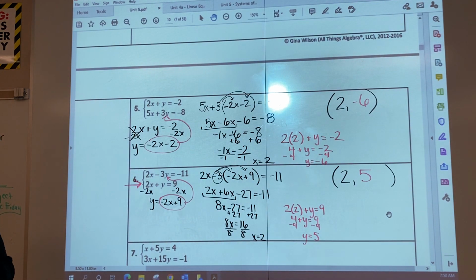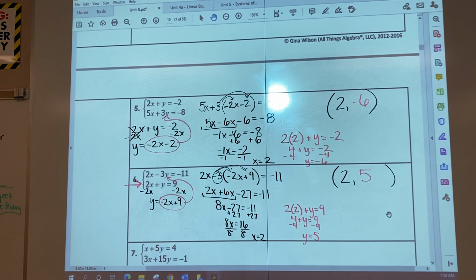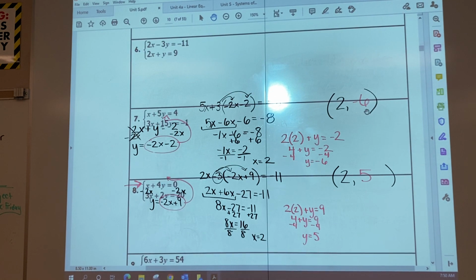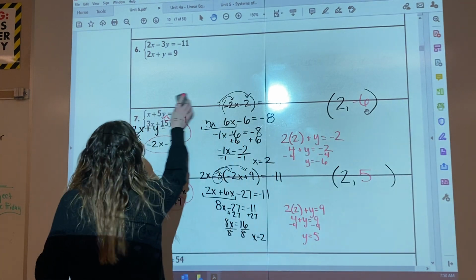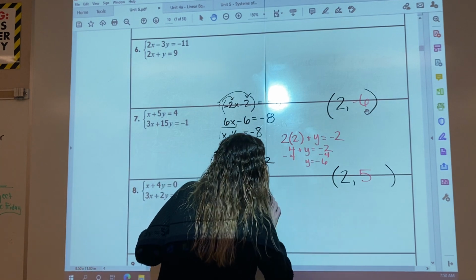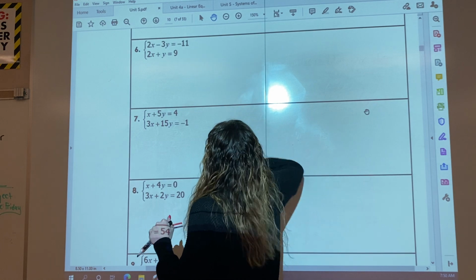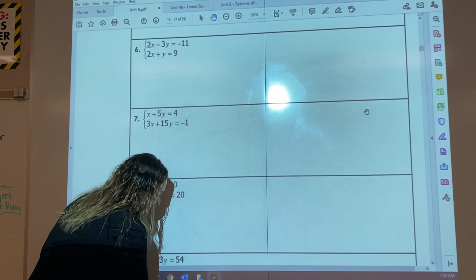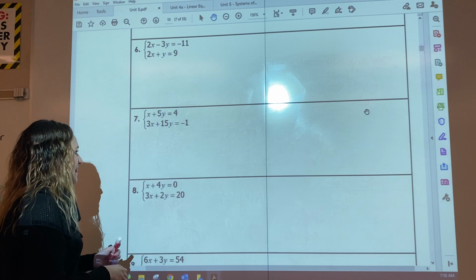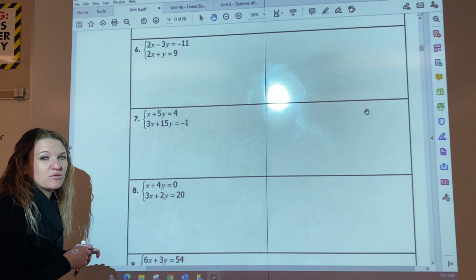All right, we got a few more to do. Let me scroll down, and then I can erase. Going right through these guys. So on the first 4 that we did, we already had an equation that was solved for a variable. In these new ones, from 5 on, we had to solve for a variable first.